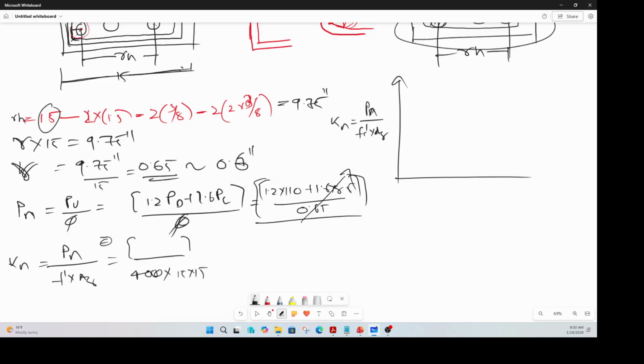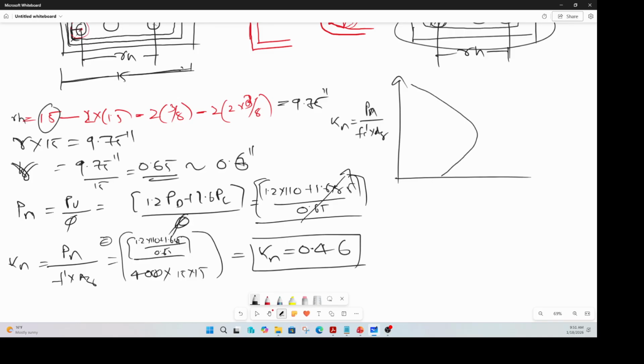So this value here is nothing but 1.2 times dead load plus 1.6 times live load divided by the factor 0.65. If you do all this, you end up with your Kn as 0.46. So we know Kn. Now we need to find out which curve we need to follow. You need to find out what your percentage of reinforcement is.